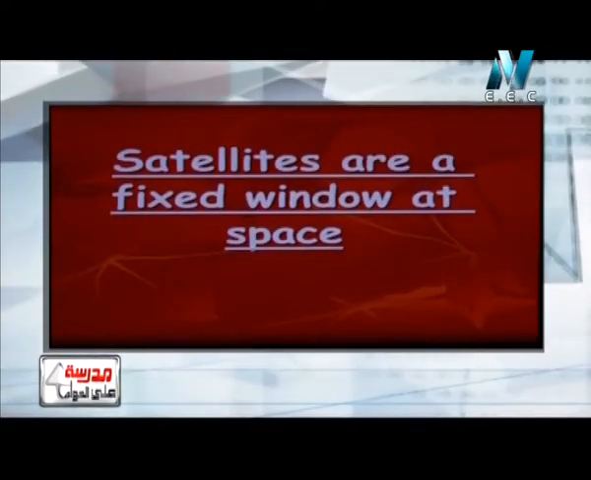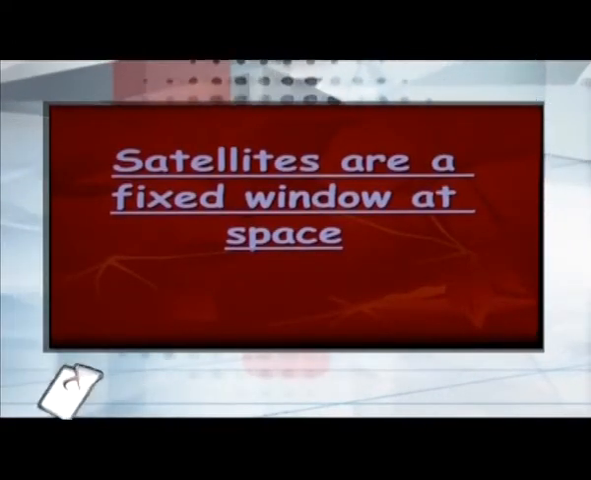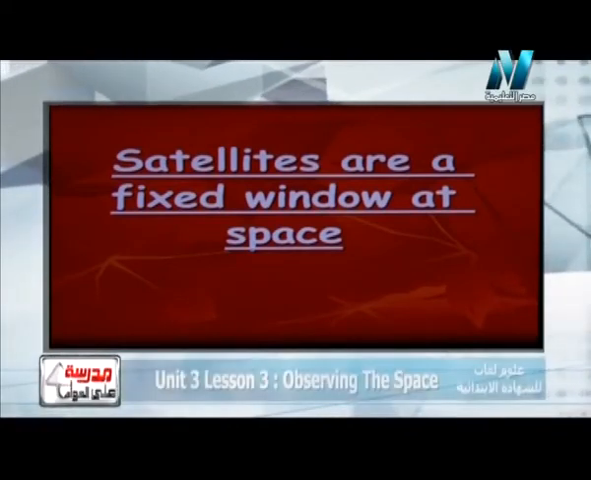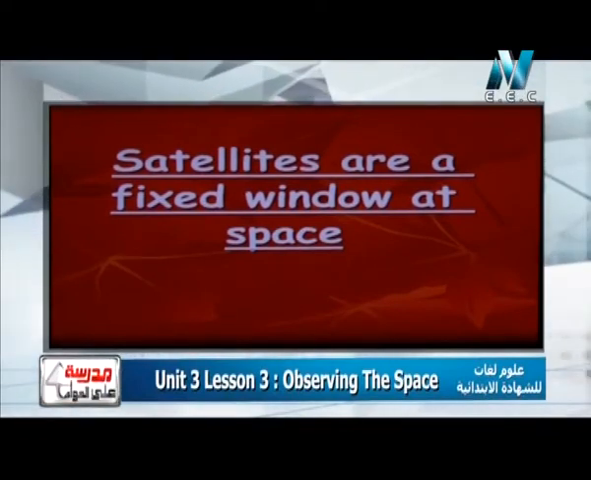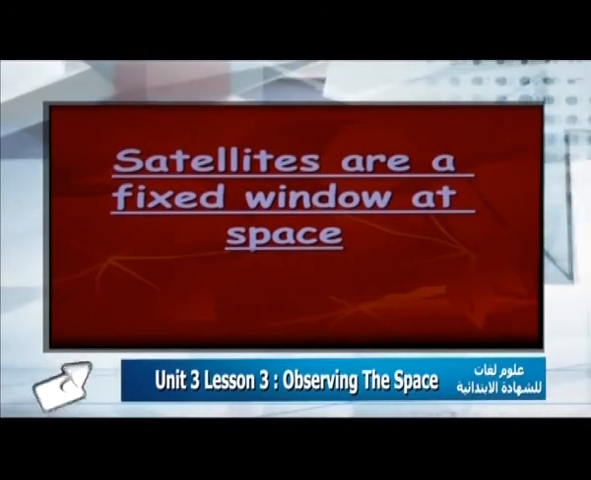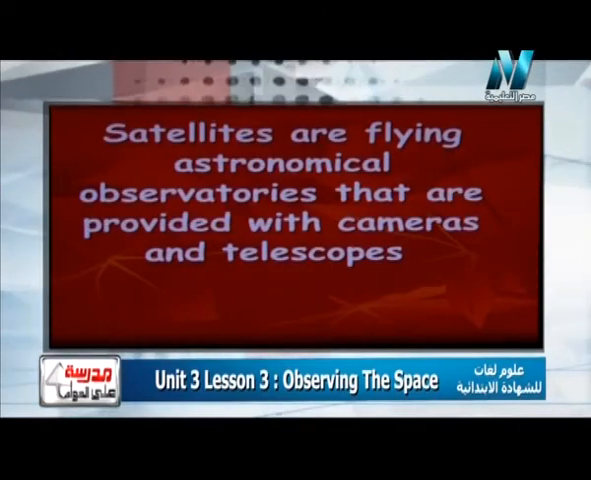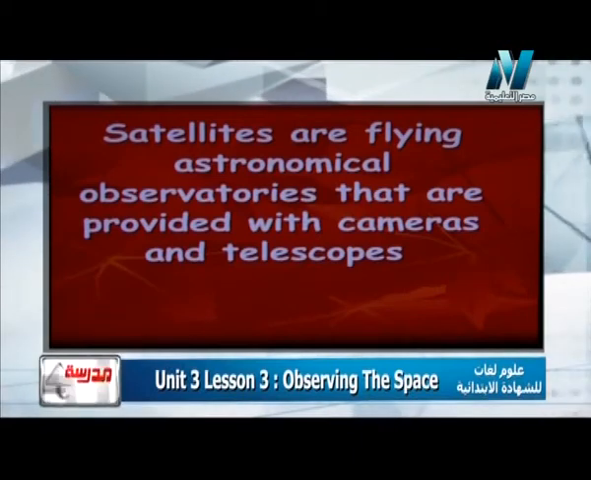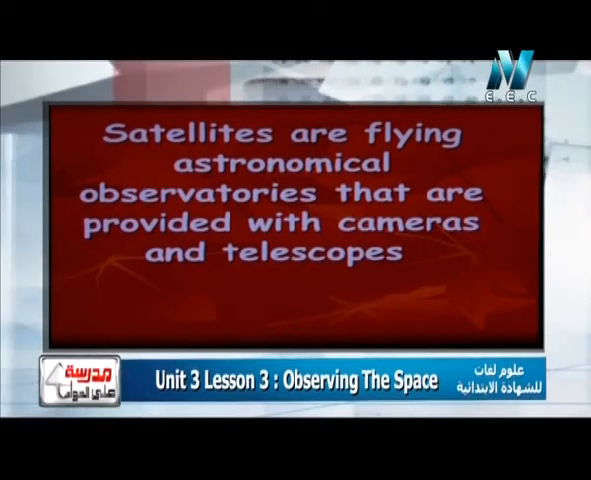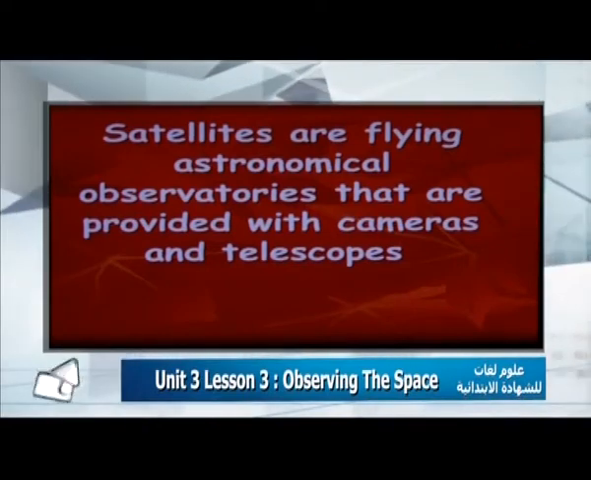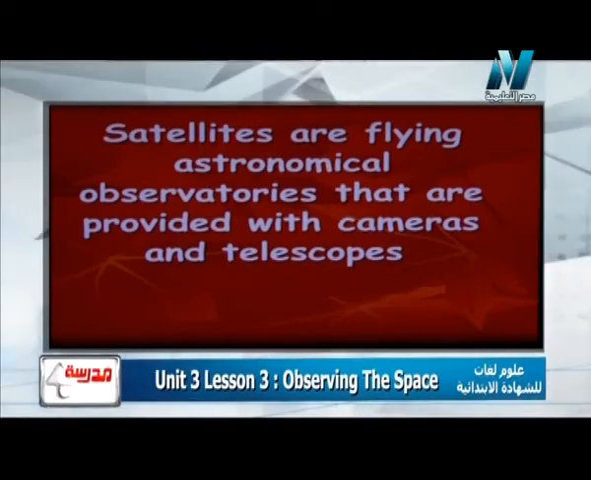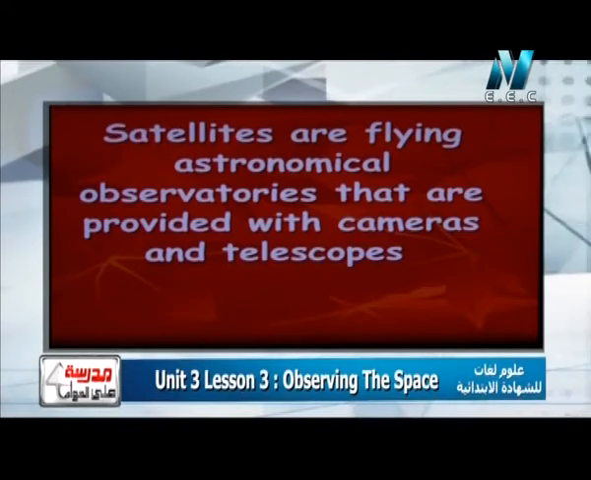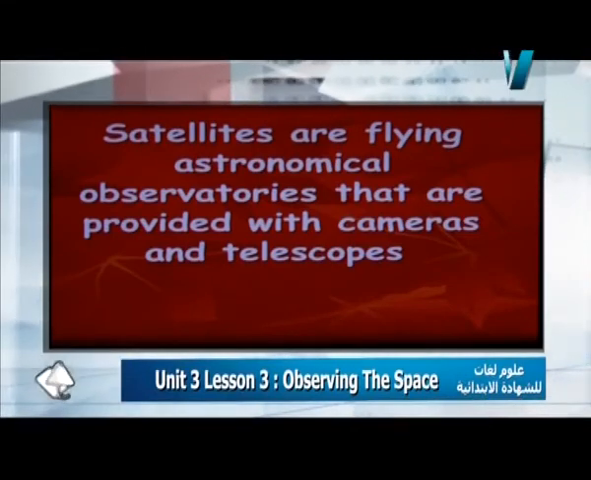So what's meant by satellite? We can have a definition for satellite, or we can have a description. ممكن نعمل وصف للساتلايت. We can say that satellites are fixed windows at space. هي نوافذ مثبتة على الفضاء، أو هي نوافذ بتسمح لنا أو تتيح لنا إن احنا نستكشف فضاء من خلالها. So satellites are flying astronomical observatories that are provided with cameras and telescopes. satellites ممكن نسميها مرصد فضاء طائر بيمدنا بالصور عن طريق الكاميرات او التلسكوبات المثبته جواه.